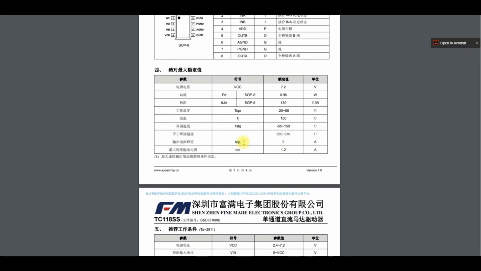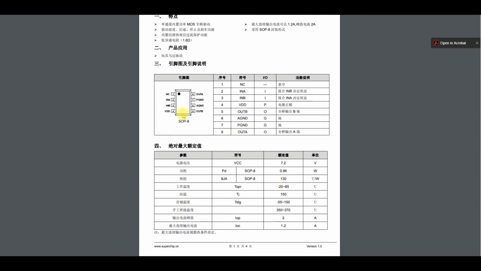That's the peak there. That'll be a current output peak, and current output continuous. So you could have a peak of 2 amps when you initially start your motor, and then when it's running, you want to keep it at 1.2. So that's how that works. The rest of it's not terribly important to us.